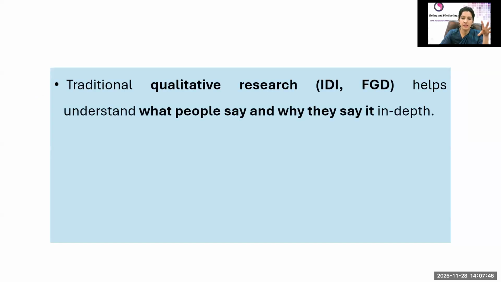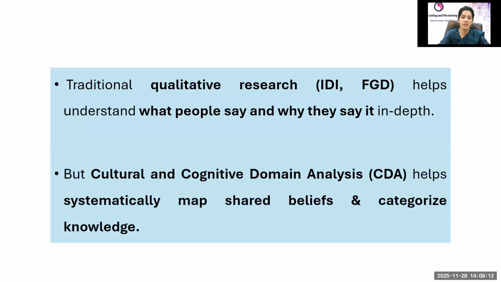So the first is what all of you have written, whether we should do it before or after. You can do it both ways. We will see how it supplements or complements the traditional qualitative research, that is the IDI or FGD. The traditional qualitative research helps us to understand the depth of people and why they say it. But this free list and pile sort, or the cultural and cognitive domain analysis, tells you the breadth. Breadth means wide.